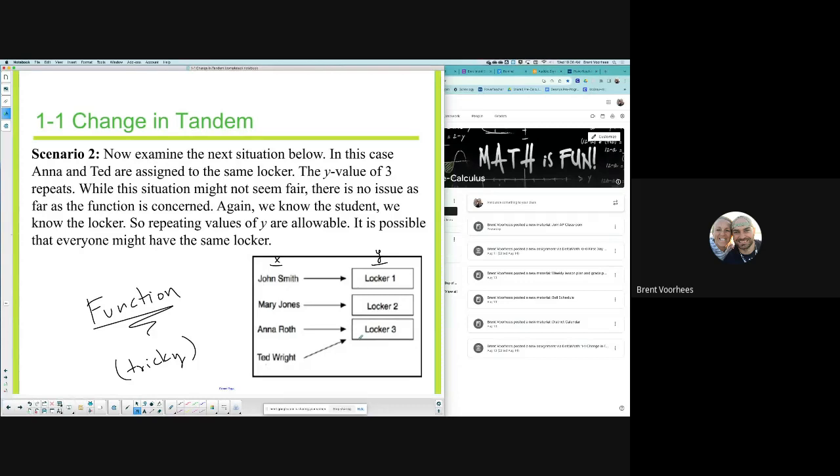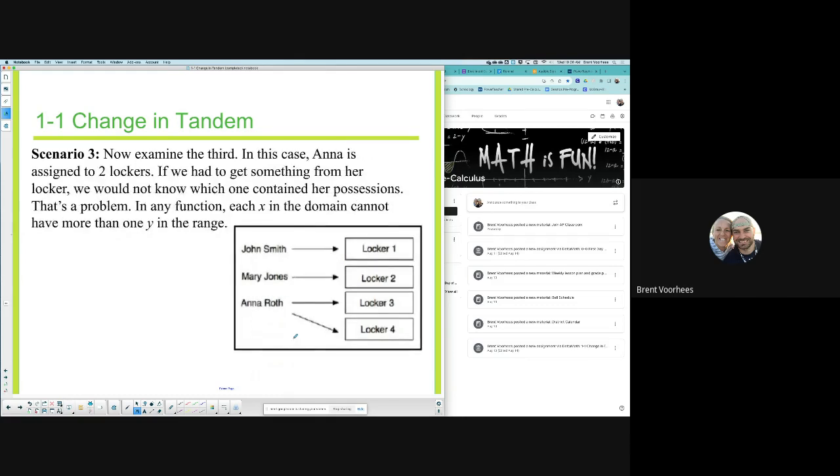Why is it tricky? Because two x's are sharing the same y. That's right. Which means, I heard someone earlier say the horizontal line test. This would fail the horizontal line test. The horizontal line test means, would it be a function if you went backwards? Would this be a function going backwards? No, because locker 3, this one y, would have how many x's? 2. Okay, so it would not be a function backwards. So we'll get to that later.